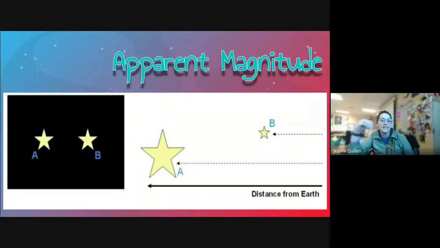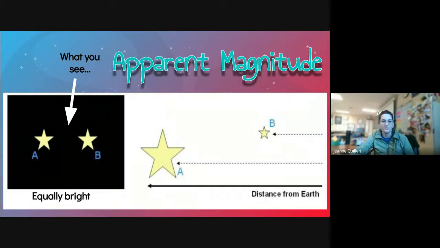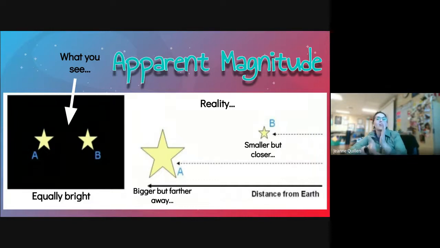Here is a great example of apparent magnitude. Let's say we're looking up at the sky and we see two stars. They look to be the same size, the same color, same brightness. That's what you see, equally bright. In reality, star A is way bigger and brighter, but it's just much farther away. Whereas star B is smaller, but it's a lot closer.